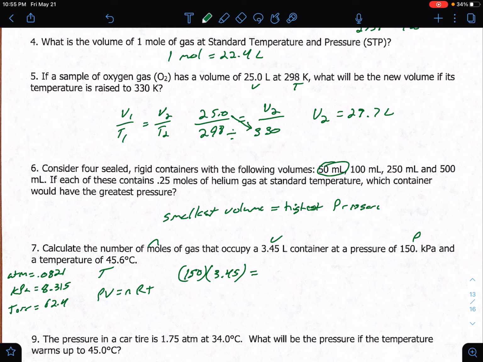Equals N, which I'm looking for, so I'm going to leave it as N. R is going to be 8.315 since we are in kPa. And my temperature, I'm going to add 273 to that 45.6, and that is going to be 318.6. Okay, so solve for n, so divide both sides by whatever 8.315 and 318.6 is, and you should get 0.195 moles.